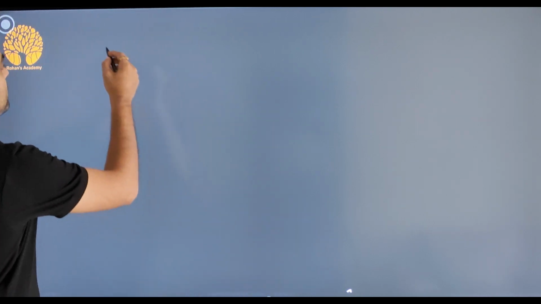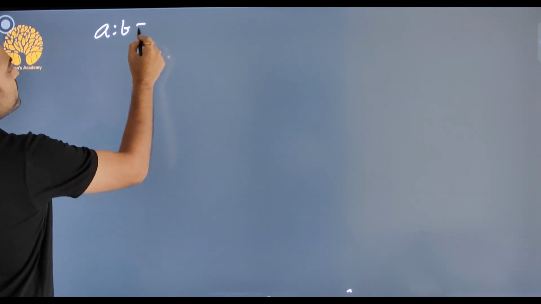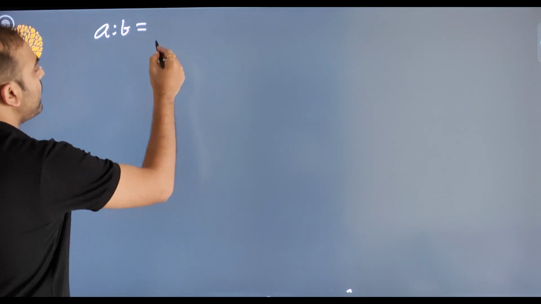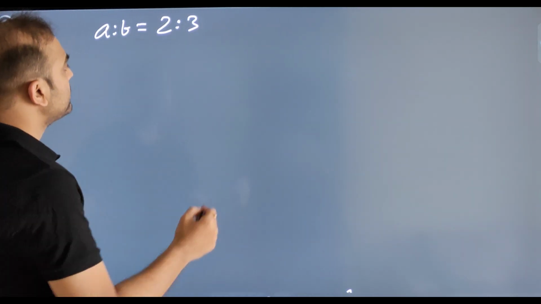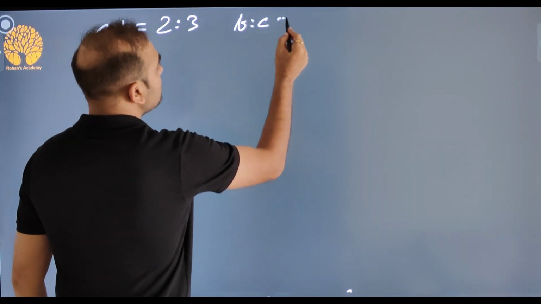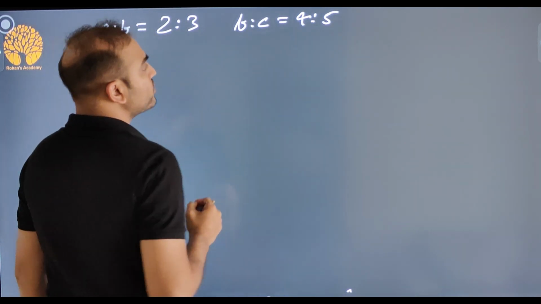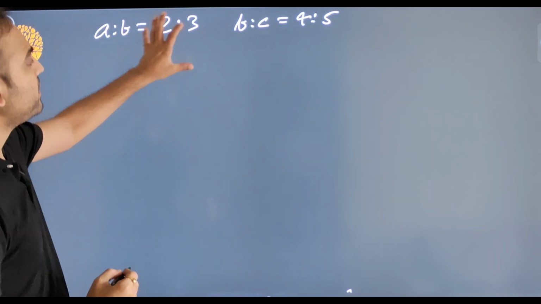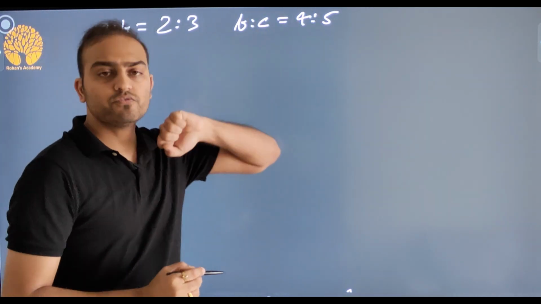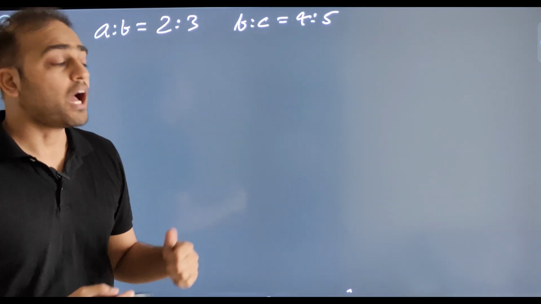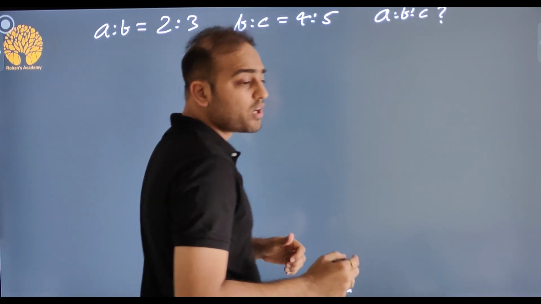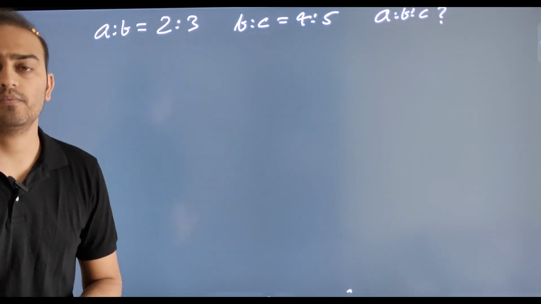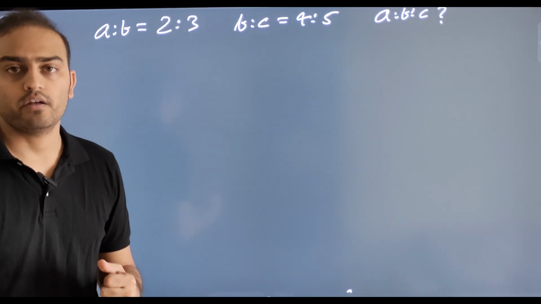Say for example, I have A is to B, so I compare A and B. I know A is to B is 2 is to 3. Similarly, I compare B and C. I know that is 4 is to 5. So A is to B is 2 is to 3, B is to C is 4 is to 5. Now, if I want to know what A is to B is to C is, what if I want to compare all three at once? How do I do that?